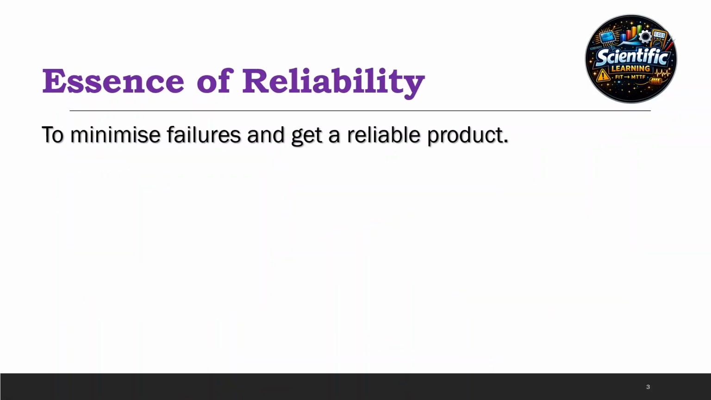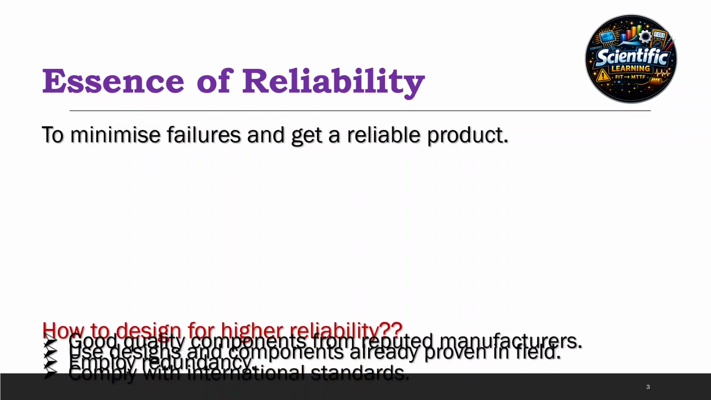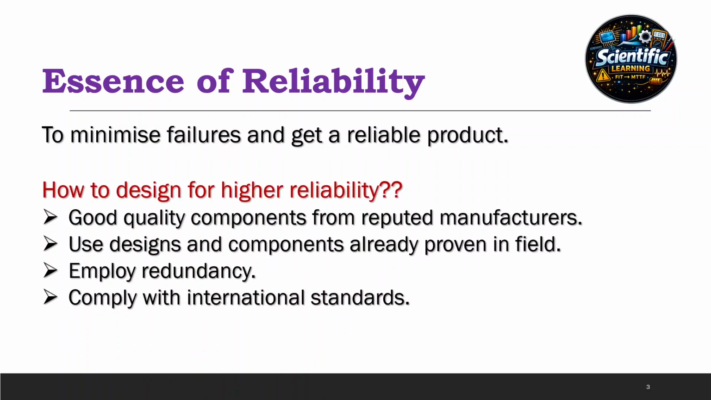So, what is the essence of reliability? Now, reliability focuses on minimizing product failures. How can I reduce the number of failures and get a reliable product? Now, in this case, how to design for higher reliability is the question. Now, the answer is given here. By utilizing good quality components from reputed manufacturers so that the product being designed can deliver what is expected. Using designs or components that are already proven in field. In this way, you have confidence and you will not get surprises.